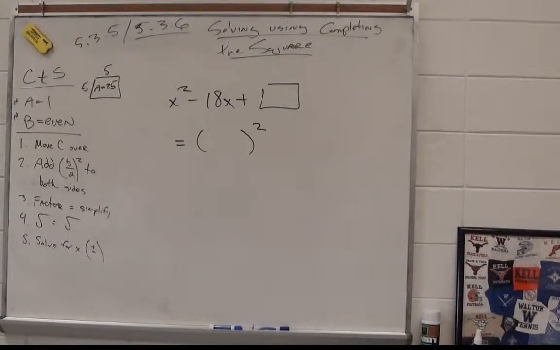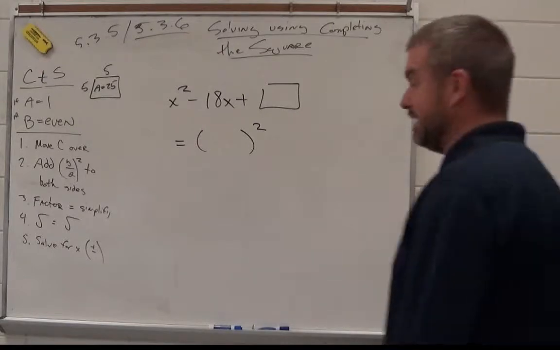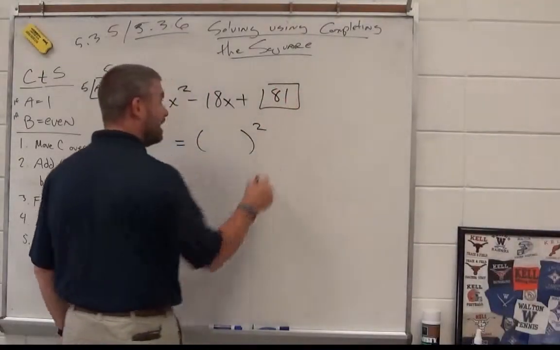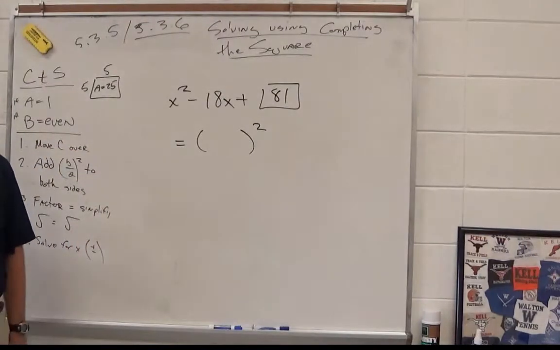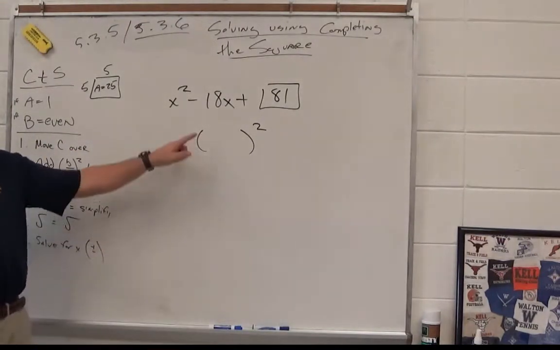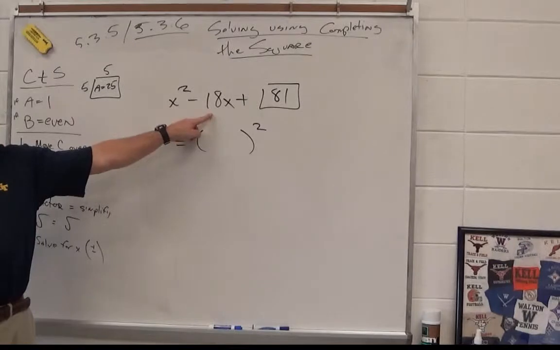How much? 81. How did you get that? Outstanding. 81 goes in the box. How did you get that? Explain it. Somebody walks in the door and has no idea how to do it. What would you tell them? I had 18 and squared 9. You halved negative 18 and got negative 9.